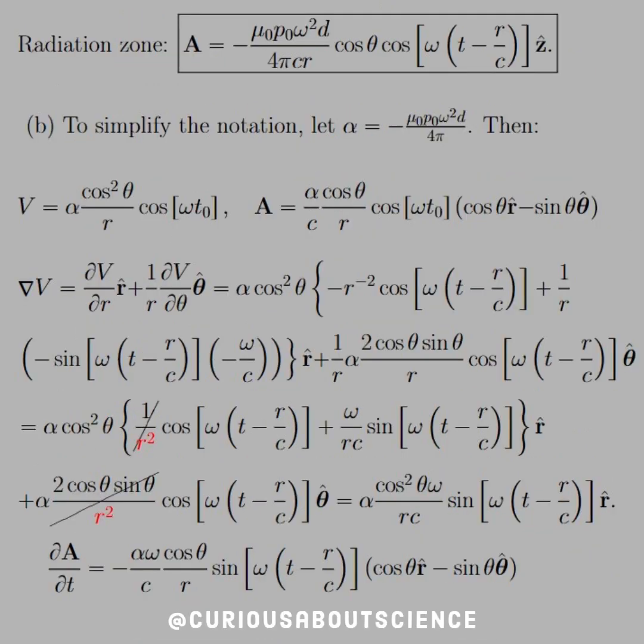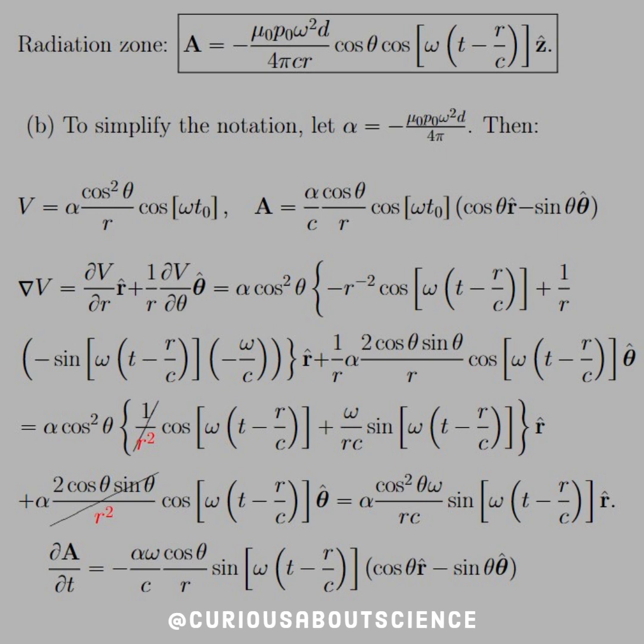All right, so for part B, to simplify the notation, let's let alpha equal negative mu naught p naught omega squared d over 4 pi. Okay, now we can see these two things pretty clearly, or at least a little more tidy. Again, for the sake of the radiation zone, this is where we're at. Now that the hard part's done, let's go ahead and try to find the fields. We know we're going to need a gradient and a time derivative and then a curl.